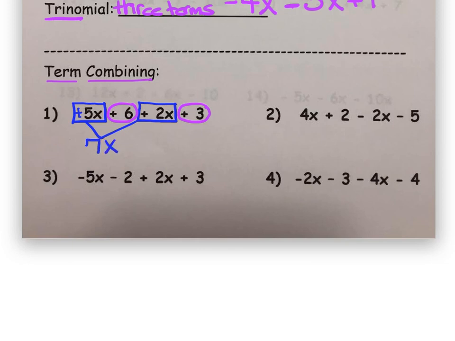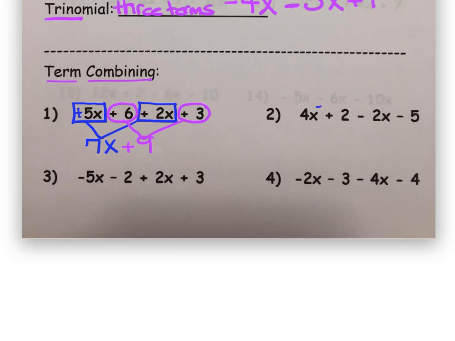And then bring together your constants. A gain of 6 and a gain of 3 give you a gain of 9. 7x plus 9. No need to put the positive symbol in front of the 7. Let's move on to the next.